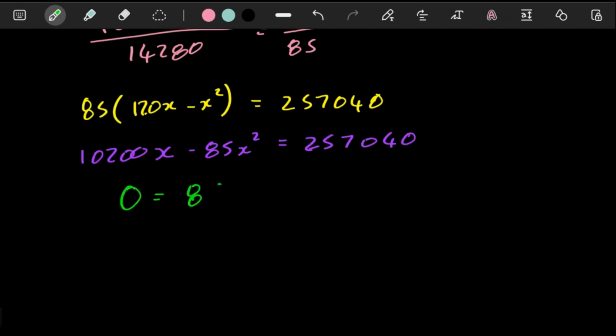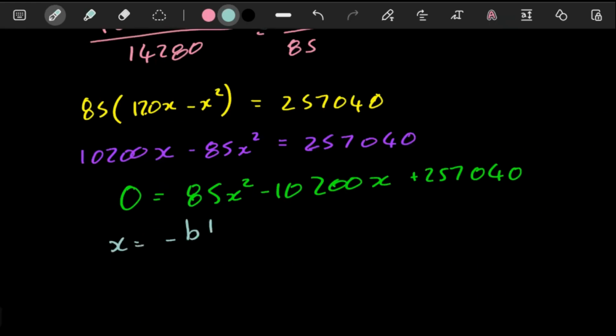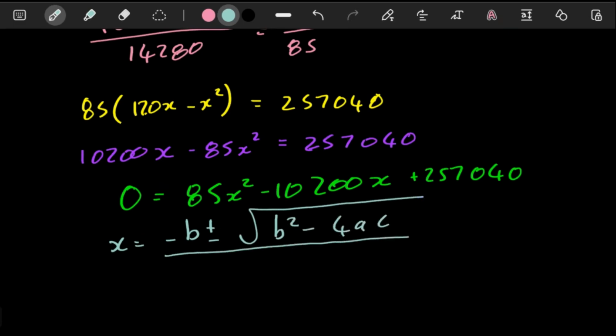So 85x squared minus 1200x plus 250, and so on. Don't make a mistake now. We have worked very hard for this. So in the quadratic formula, x is equal to minus b plus or minus the square root of b squared minus 4ac, over 2a.